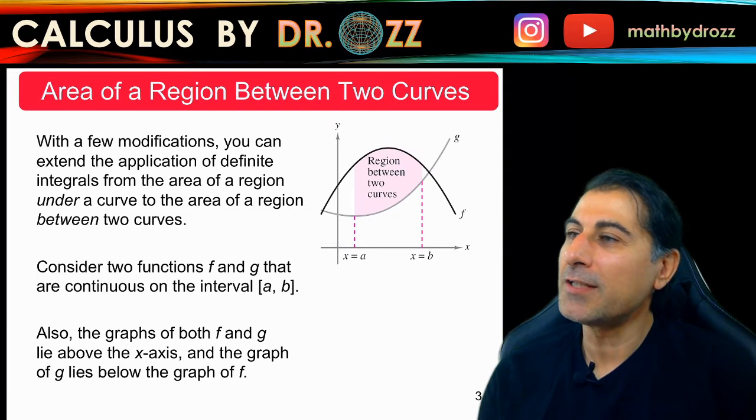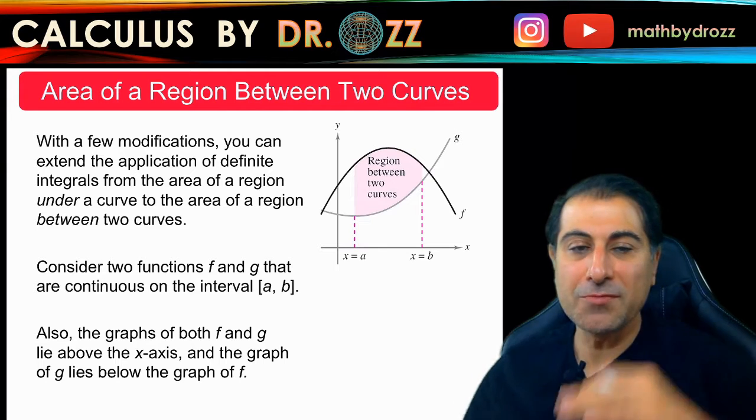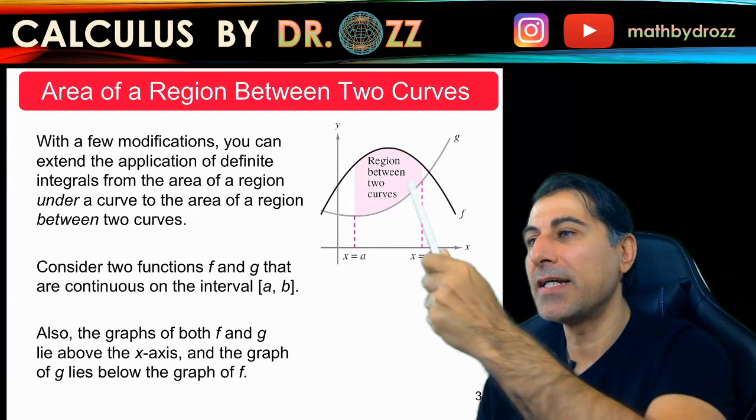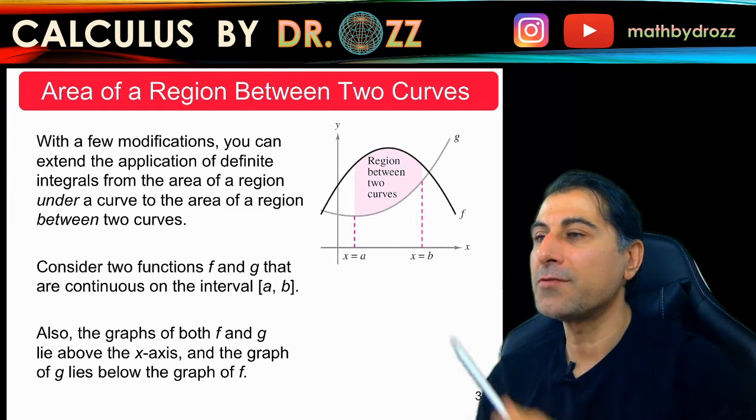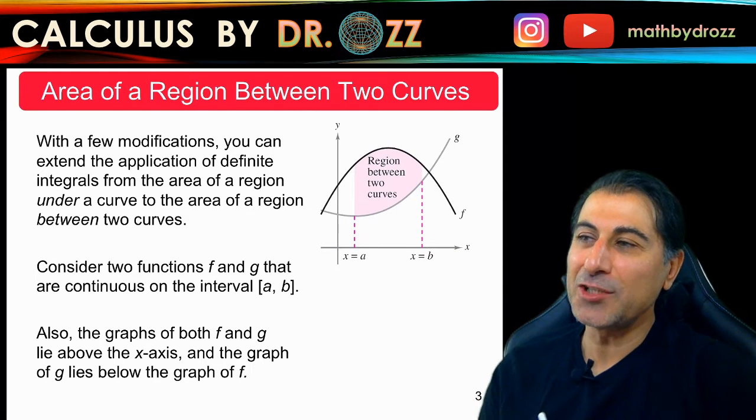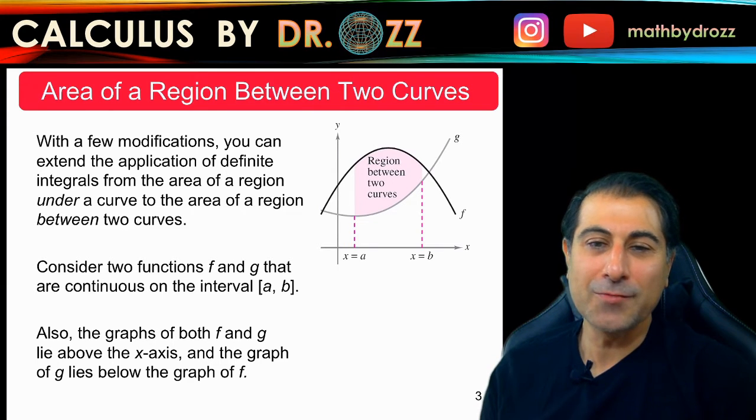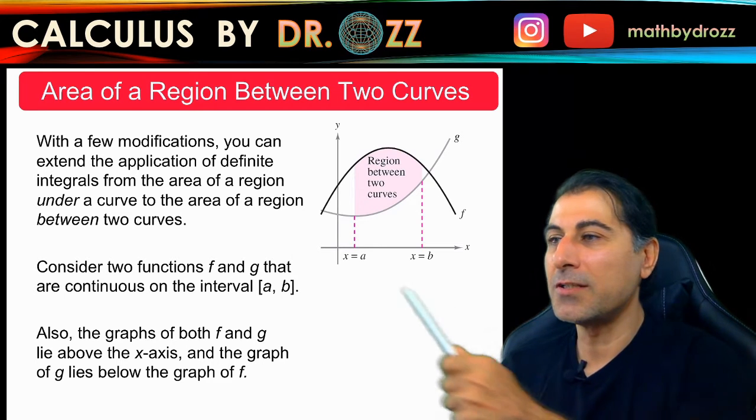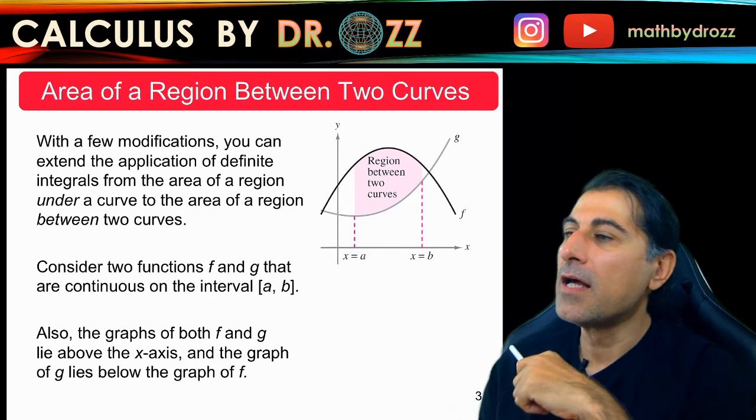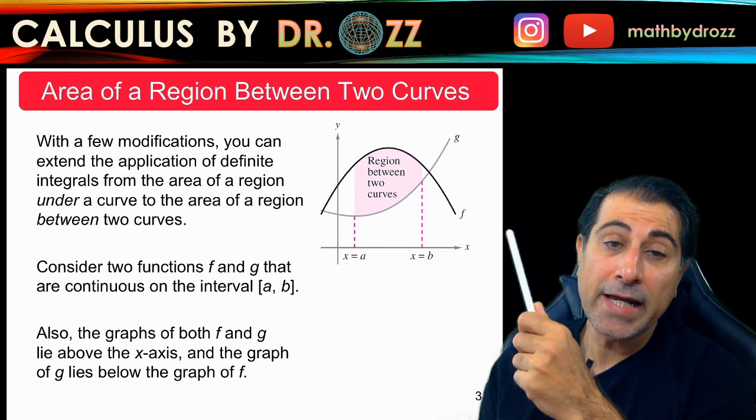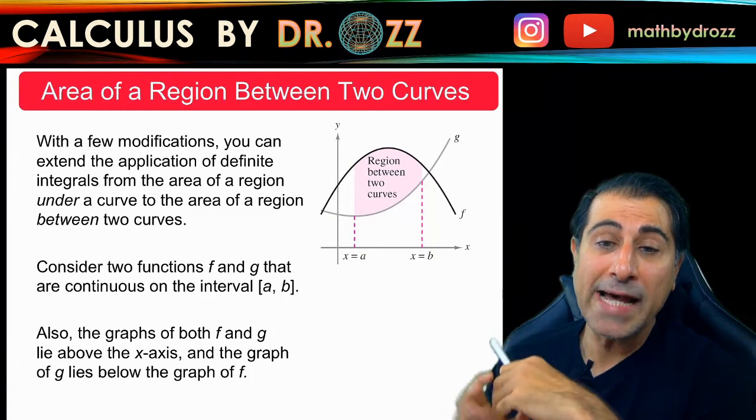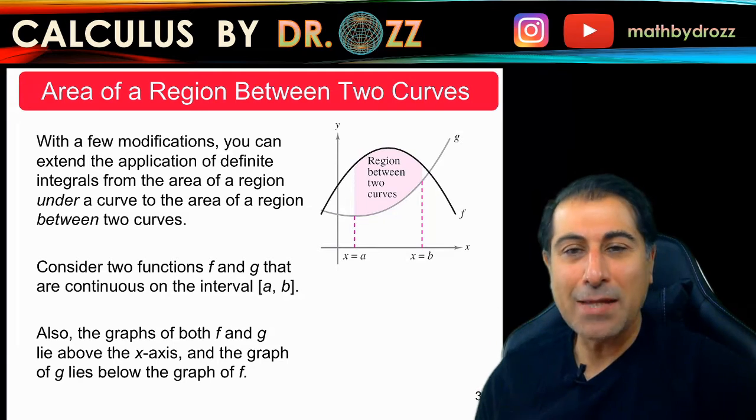All right, let's talk about the area of a region between two curves. As an application of the definite integration, we were talking about the area between a curve and the x-axis, but now we're talking about the area between two curves. So we're going to tweak this definition a little bit so that we come up with the area of the pink region. So we start with two continuous functions on the interval a and b. And the graphs of f and g are all above the x-axis for the time being.